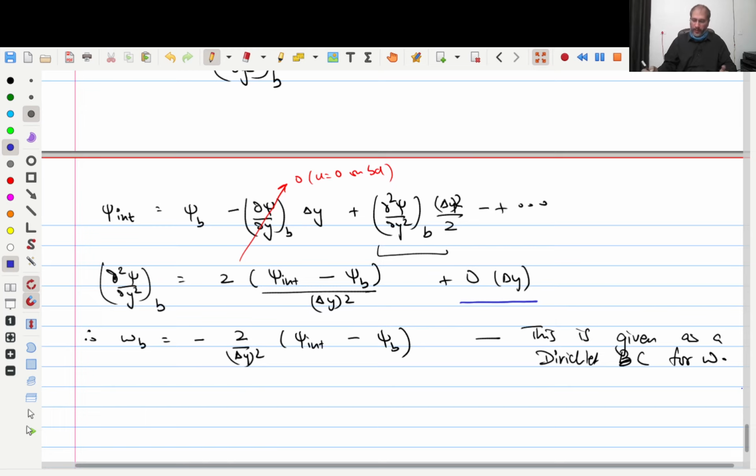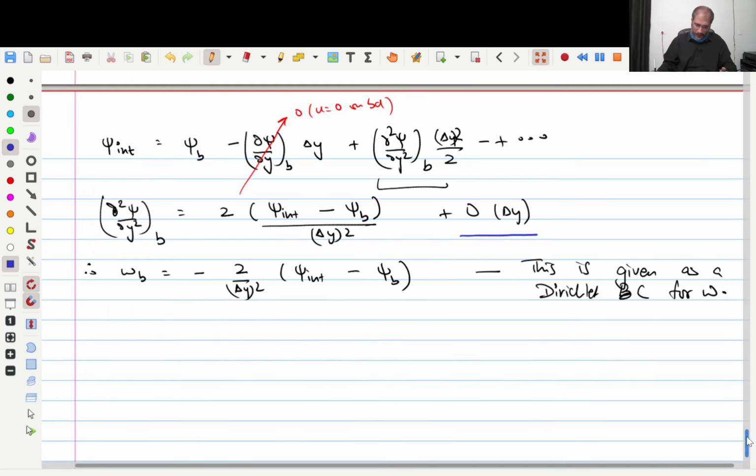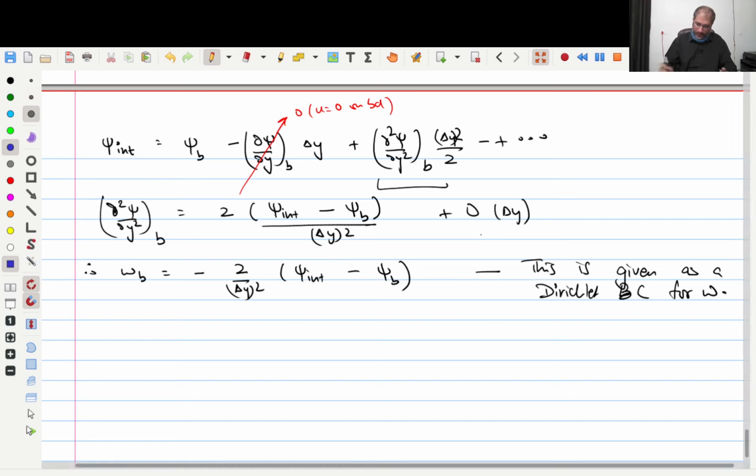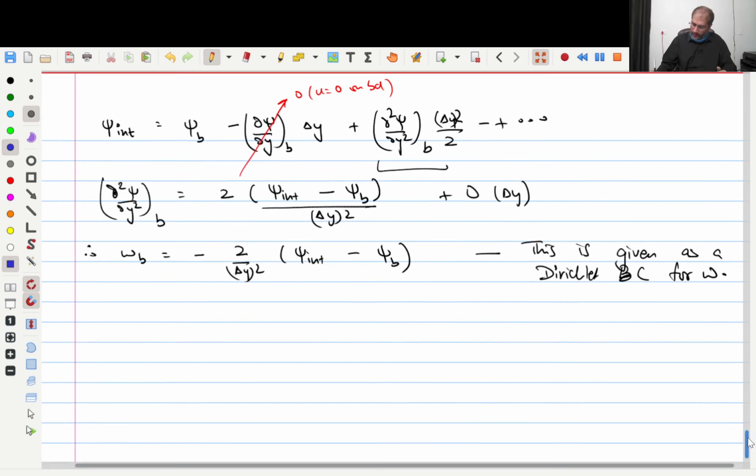So it's a first order boundary condition that we have come up with, which supplies the boundary value for omega, that is omega b, in terms of interior and boundary values for the stream function psi. We'll assume that psi values are known everywhere, and then we can apply a Dirichlet boundary condition for omega on a wall. So this is the first order boundary condition.